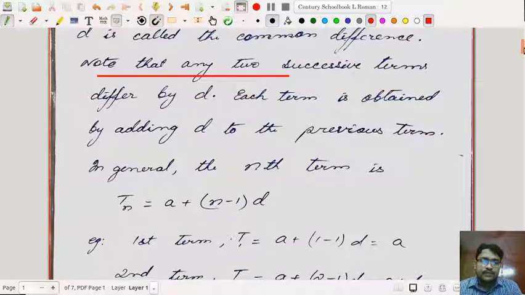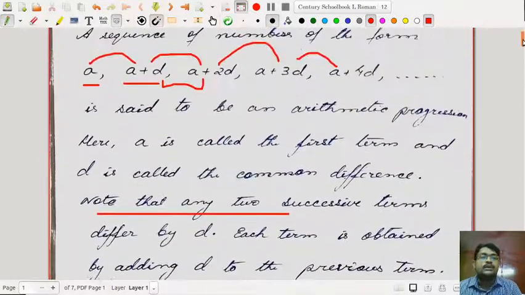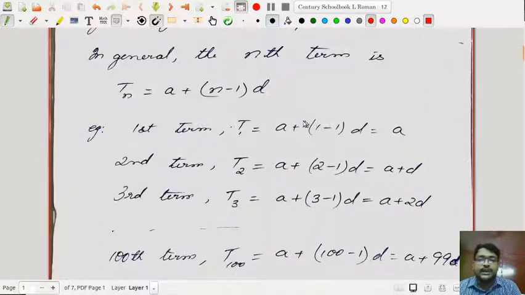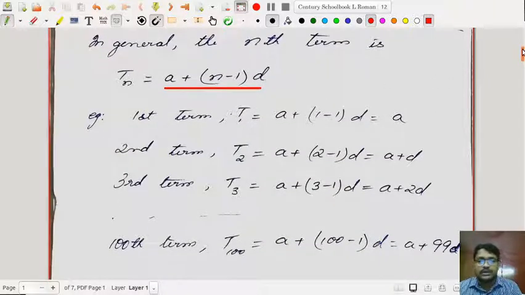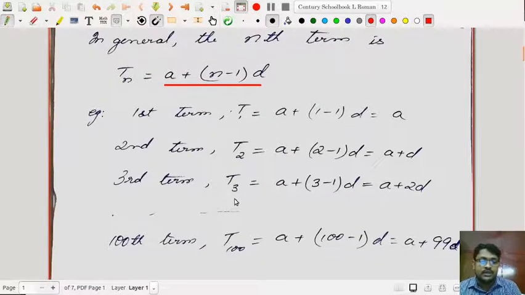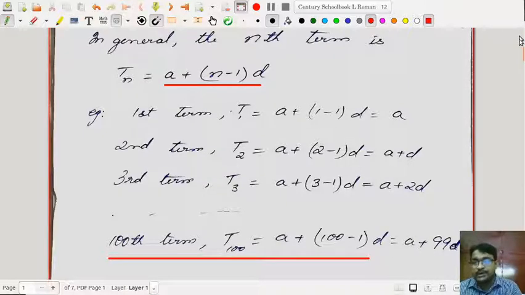The nth term we denote by tn. If you observe, the first term is a, the second term is a plus d, the third term is a plus 2d. So the nth term is actually a plus n minus 1 into d. That's the general term, or the nth term, of an arithmetic progression. So what will be the 100th term? The 100th term will be a plus 100 minus 1 into d, that is a plus 99d.